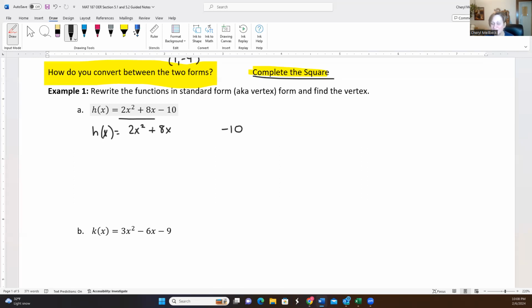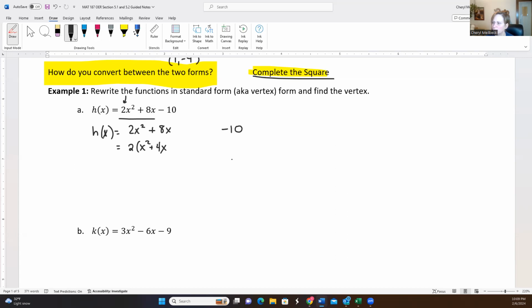Now this one adds an additional flavor to it because we have the coefficient of x squared here. What we need to do if we have a coefficient first is to see if this number can be divided out of the first two terms. And in this case, it can. So if you divide the 2 out of 2x squared, you will have x squared left plus 4x.